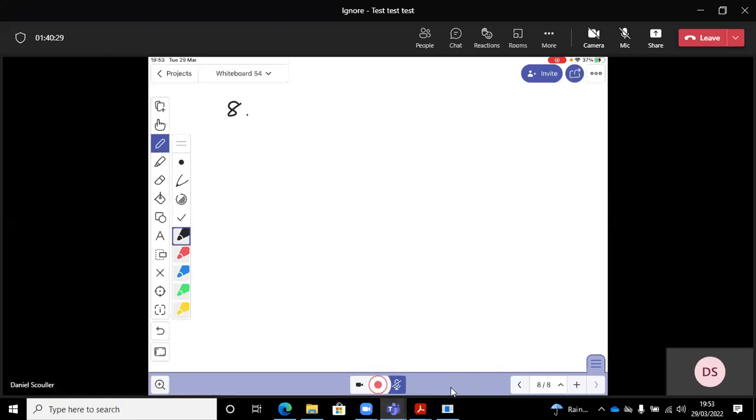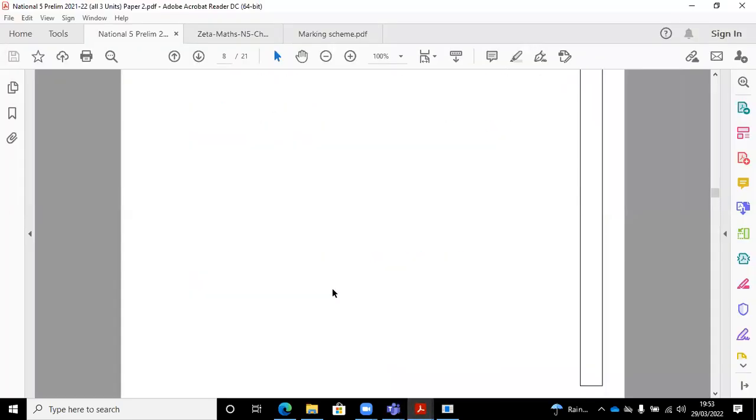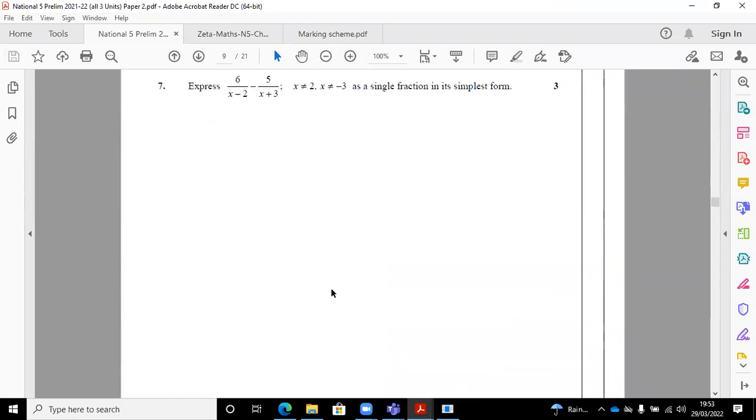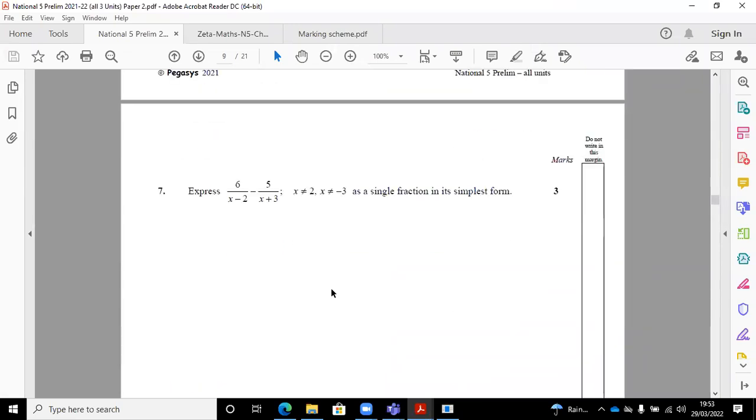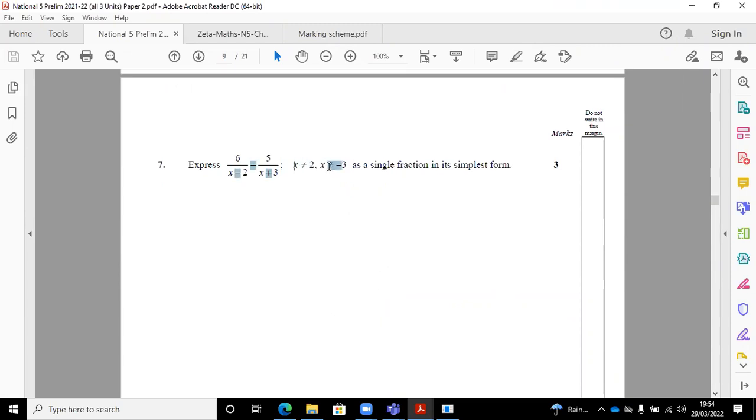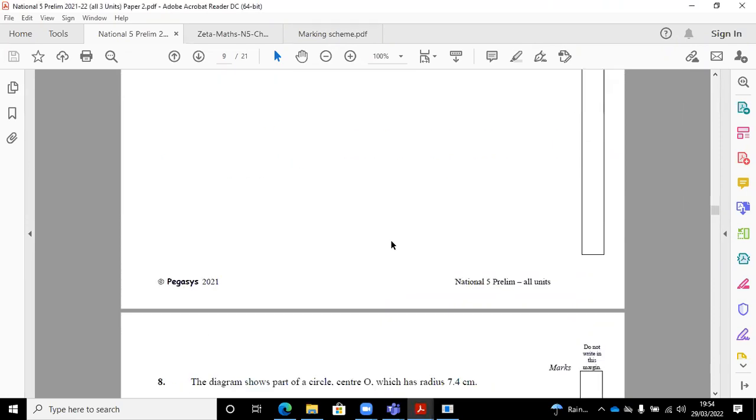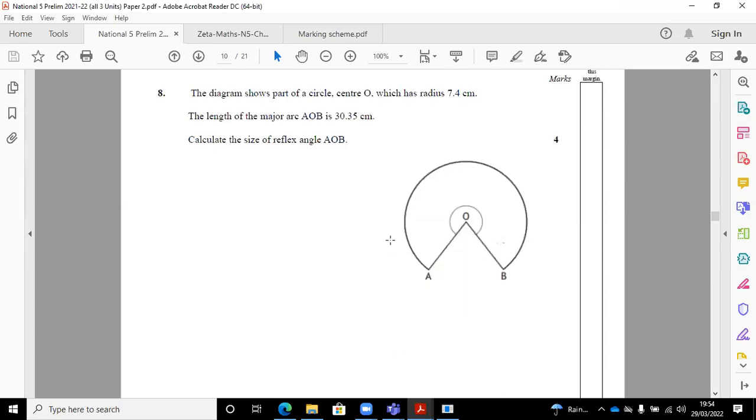Okay, so question 8. Sorry, that was question 7. Ignore that bit. Okay, diagram shows part of a circle, centre O. It has a radius of 7.4 centimetres. So we need that to find out the diameter. Diameter is just double the radius.